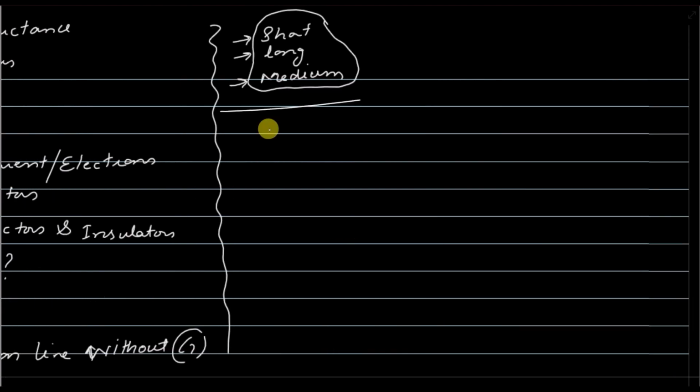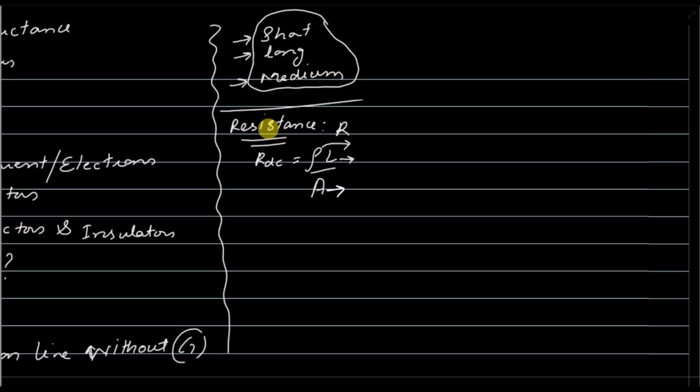Now if we move on towards the resistance, resistance is the element that tells you about the opposition that is being given to the current during the flow through the conductor. For DC resistance, R_DC is equal to rho L over A, where rho is the resistivity, L is the length of the line, and A is the cross sectional area. Usually we measure rho, the resistivity, in ohm per meter.